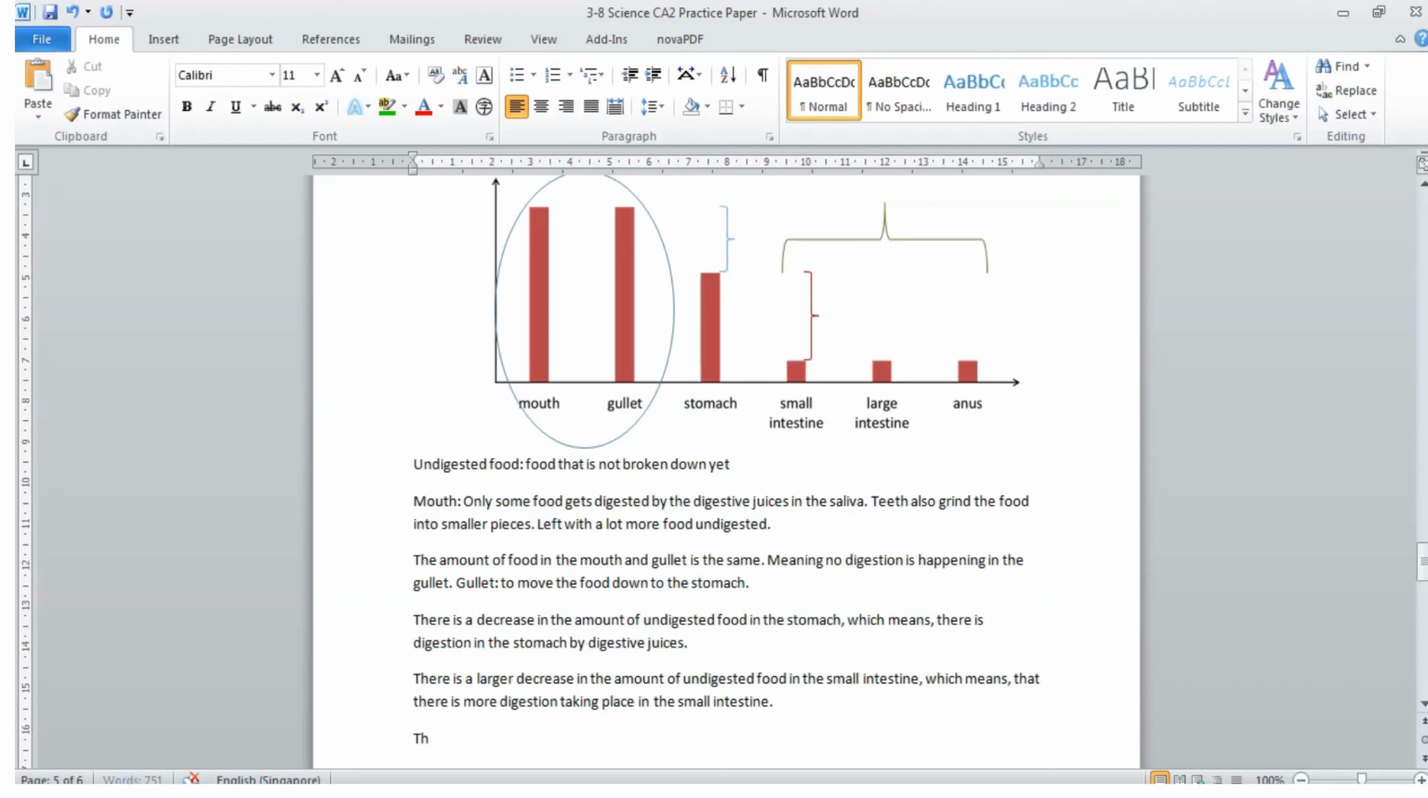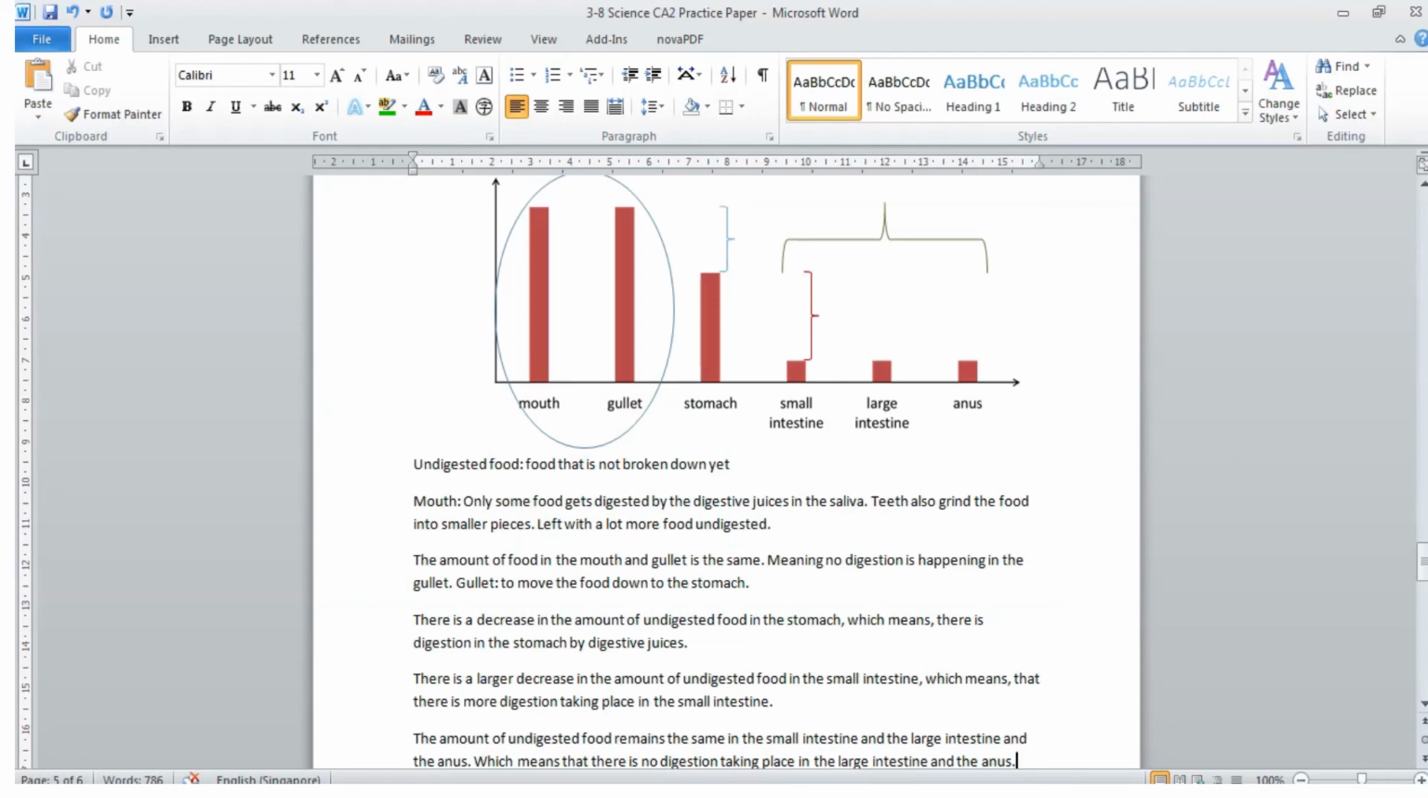So we have said that the amount of undigested food remains the same in the small intestine, the large intestine and the anus, which means that there is no digestion taking place in the large intestine and the anus. Everybody clear so far?